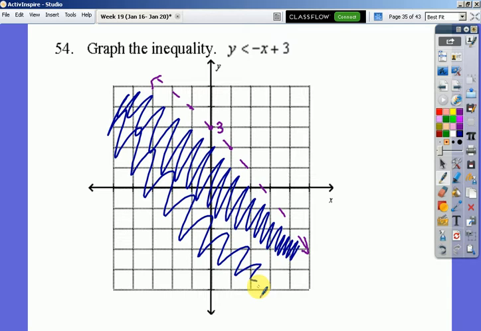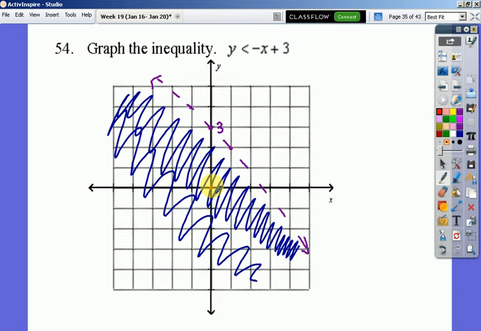Another thing to do if you don't like the above or below thing, again, is to test points. So for example, we like to test the point 0, 0 as long as my line doesn't fall on 0, 0. You can test any point as long as your line does not fall on it. When you test a point, if it's true, then you shade towards the point. If it's false, you shade away from the point.